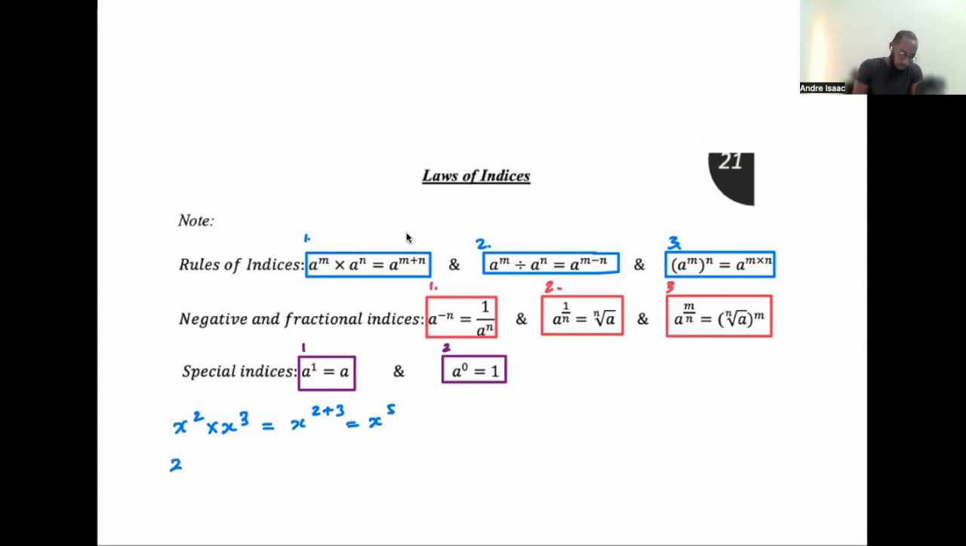So if I have 2 to the power 3 multiplied by 2 to the power 1, the rule is if you're multiplying same letters or same numbers, you add the powers. So I'm following the rule. I put 2 once, and I'm adding the powers. 3 plus 1, that is 2 to the power 4. 2 times 2 is 4, times 2 is 8, times 2 is 16. That is the answer.